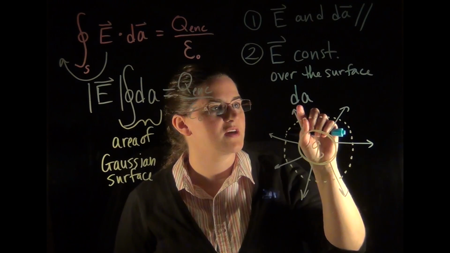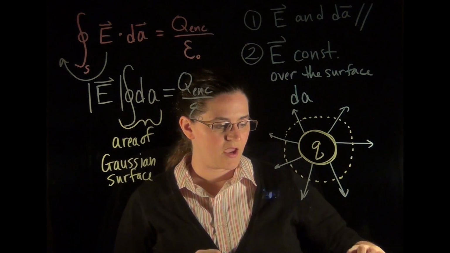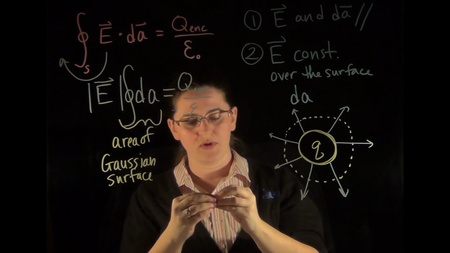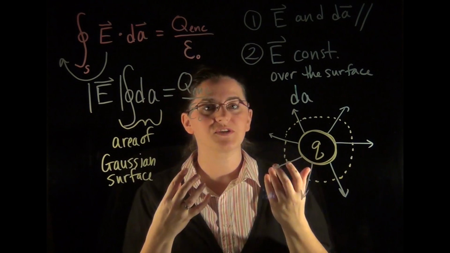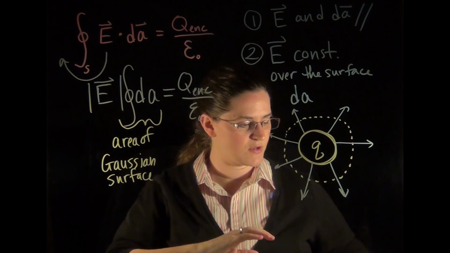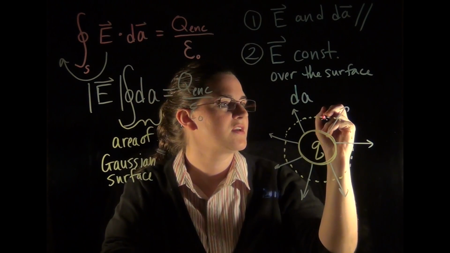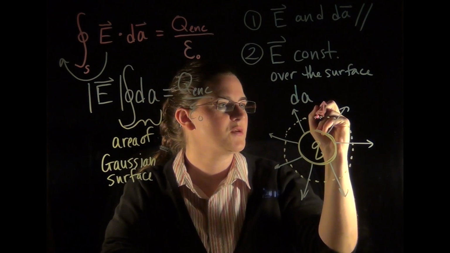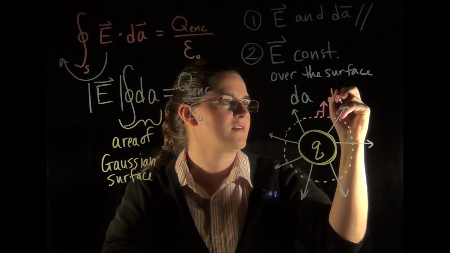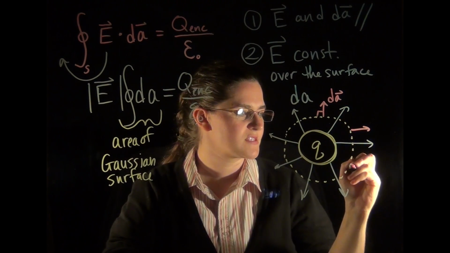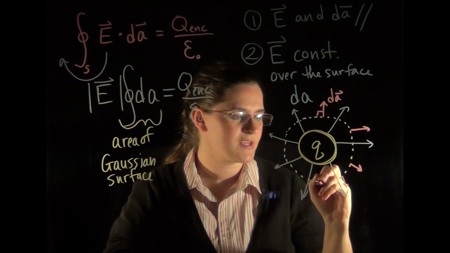I also define my dA as the surface, as the differential that points normal to the surface. So dA here, let's draw it in a different color. Here's dA. It's normal to the surface. So dA is normal to the surface there. Same thing here. So it's like all of these little lines pointed in the same direction.